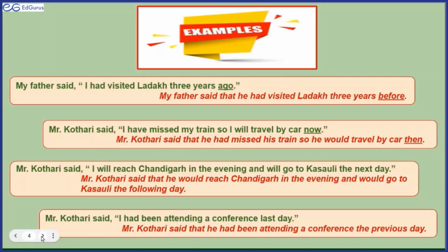Mr. Kothari said, I have missed my train, so I will travel by car now. Mr. Kothari said that he had missed his train, so he would travel by car then. Right. Mr. Kothari said, I will reach Chandigarh in the evening and will go to Kasauli the next day. Mr. Kothari said that he would reach Chandigarh in the evening and would go to Kasauli the following day. So the next day has been changed into the following day.